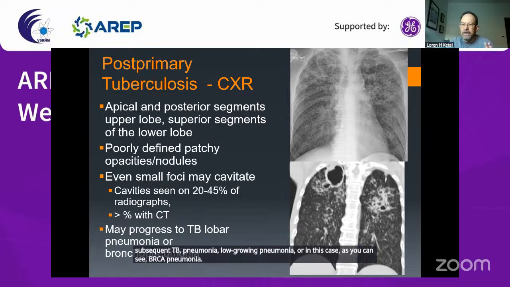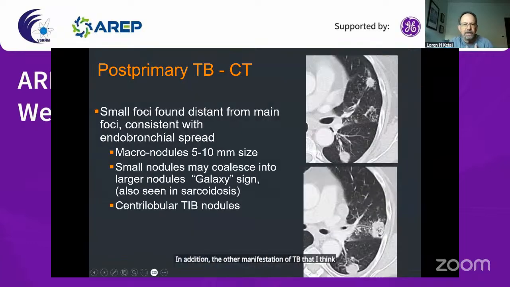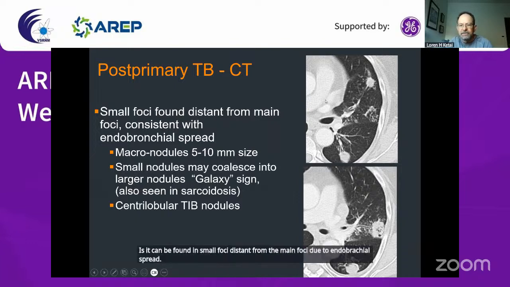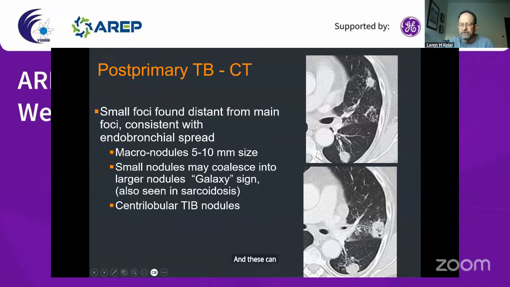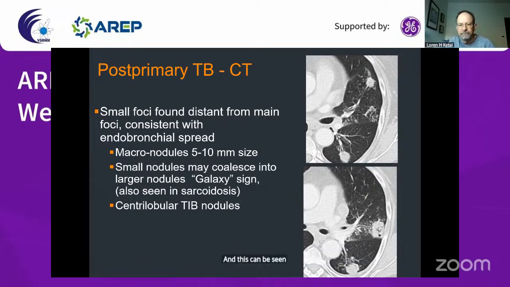In addition, the other manifestation of TB that I like to remind myself of is it can be found in small foci distant from the main foci due to endobronchial spread. And these can present as relatively large nodules. In some cases, you can see that these nodules have developed from the coalescence of smaller nodules, which is termed a galaxy sign. And this can be seen in sarcoid as well.